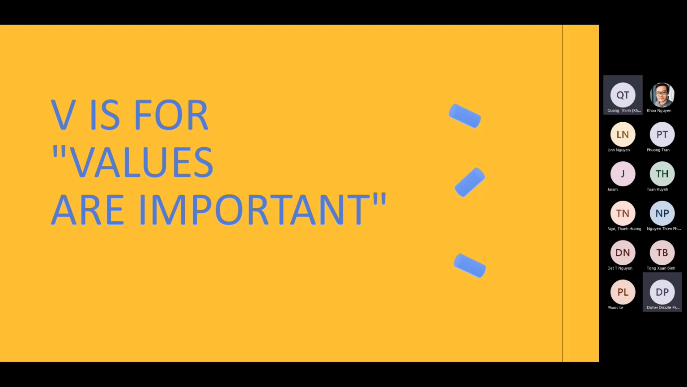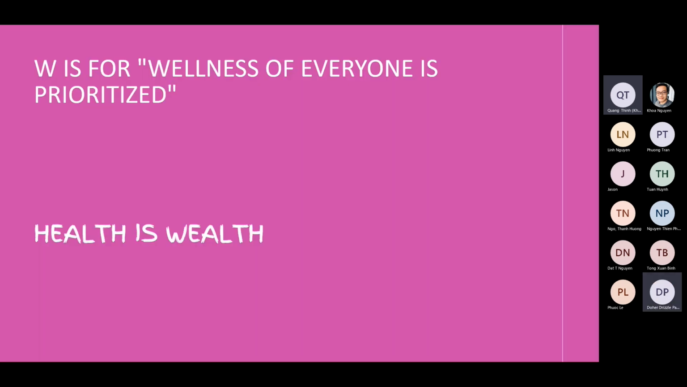V is for values are important. Benefits, what's in it for you when you run a practice, what's in it for the clients if they get the solution, as well as for your team members. W is for wellness of everyone is prioritized because it's simply health is wealth.